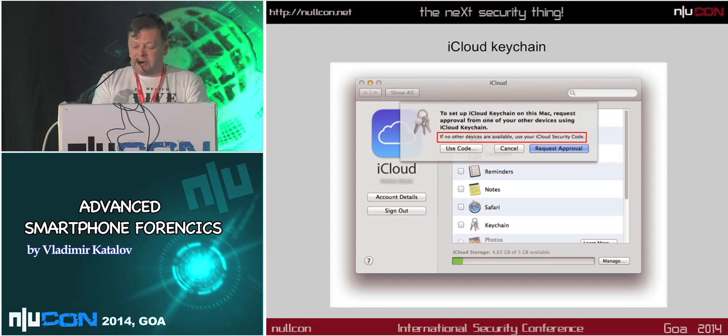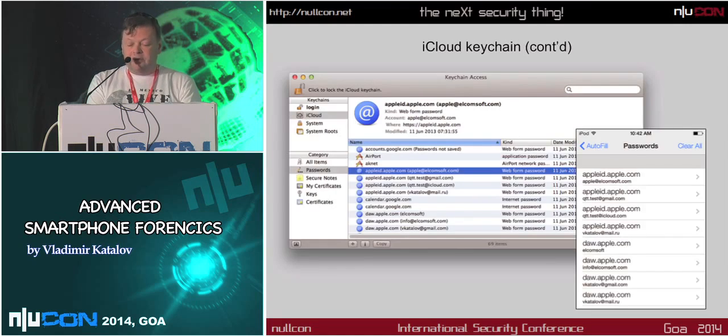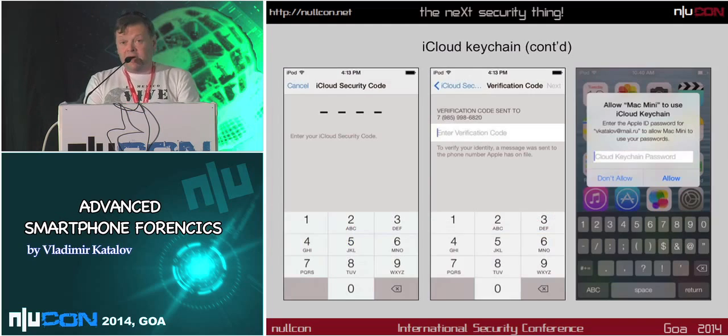You see that when you set up the iCloud keychain on the Mac, there is a small note that if no other devices are available, use your iCloud security code to set it up. And it seems that much more information is stored in the iCloud keychain than in a usual keychain. Once I set it up on my device, I found a few passwords I thought I had never stored in my system at all. I don't know why.